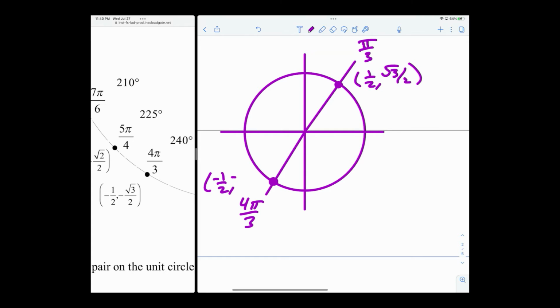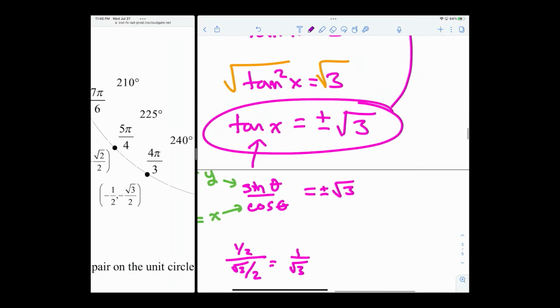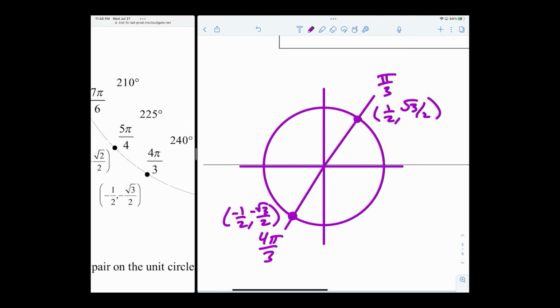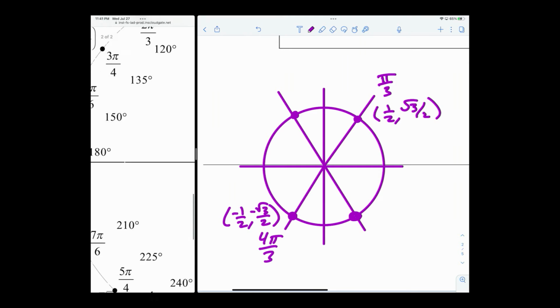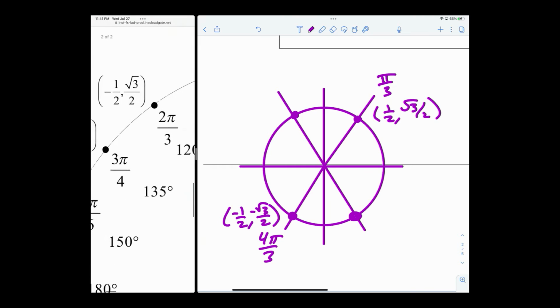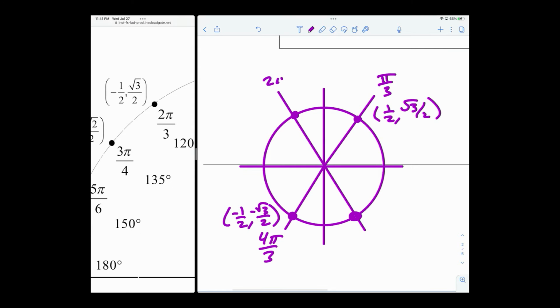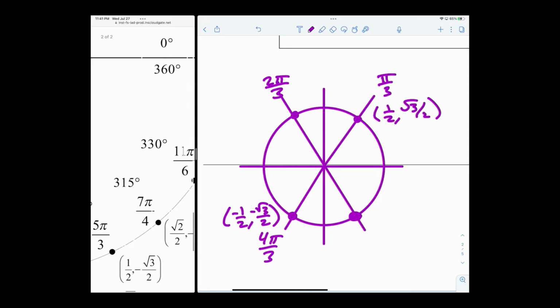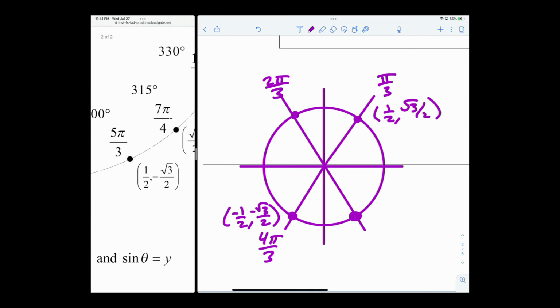Where you have negative 1/2, negative square root 3 over 2. That's what would give you the plus square root 3. But then for the minus square root 3, there's going to be two more. One up here and one down here. Because there's another angle where the y value is square root 3 over 2. It's 2 pi over 3. And another one in the bottom right, which is 5 pi over 3.